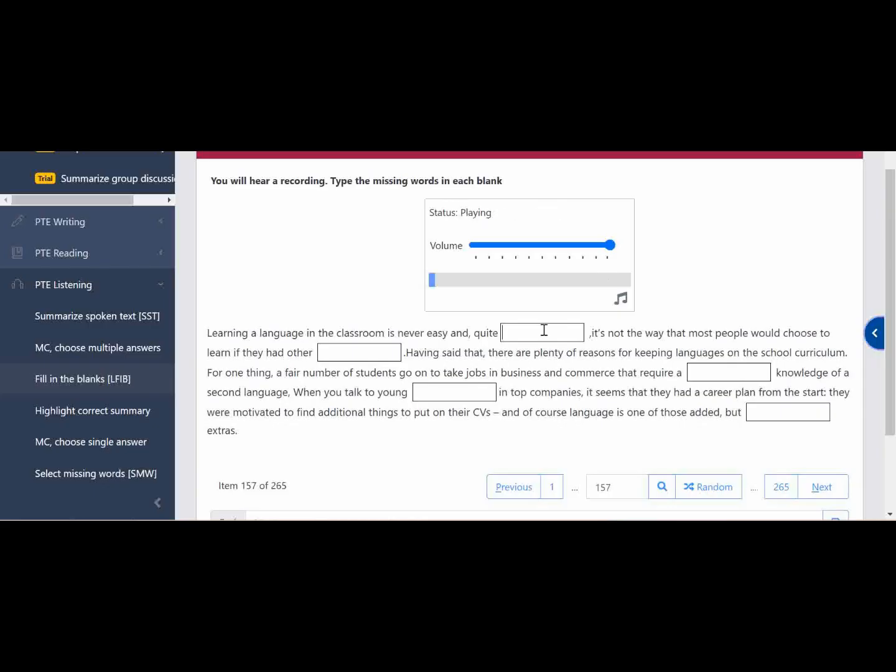Learning a language in the classroom is never easy, and quite frankly, it's not the way that most people would choose to learn if they had other options. Having said that, there are plenty of reasons for keeping languages on the school curriculum. For one thing, a fair number of students go on to take jobs in business and commerce that require a basic knowledge of a second language. When you talk to young employees in top companies, it seems that they had a career plan from the start. They were motivated to find additional things to put on their CVs, and of course language is one of those added but significant extras.